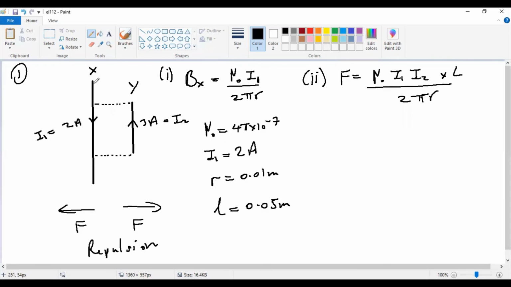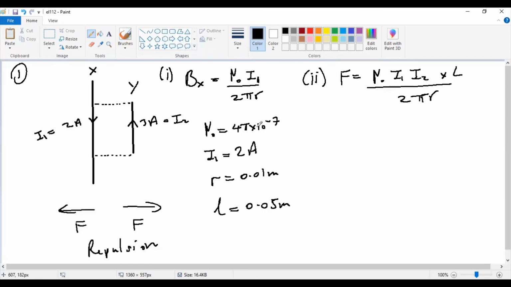When a current is flowing through this wire X, as we have seen before, nothing new because we did this already. When we have one wire carrying a current, at a certain distance away from the wire, you have this formula to calculate the magnetic flux density. So Bx is equal to mu naught I1 over 2 pi R, because we want the magnetic flux density due to this wire X.